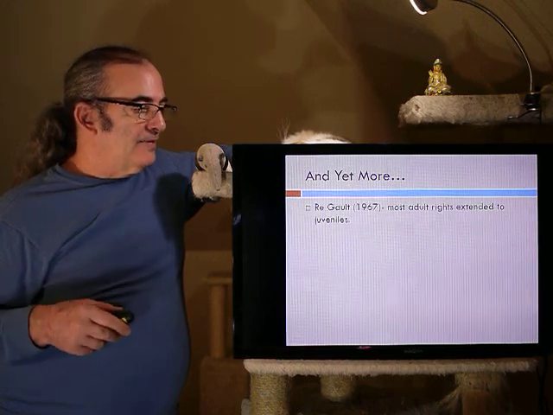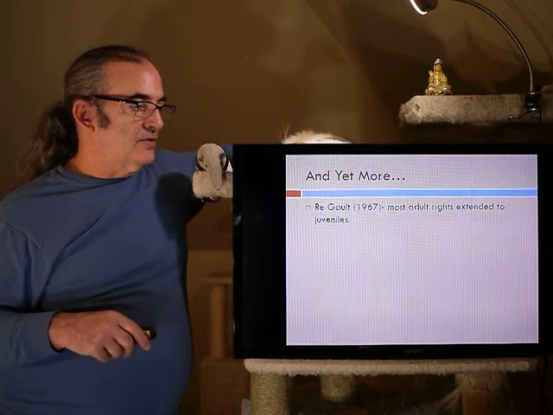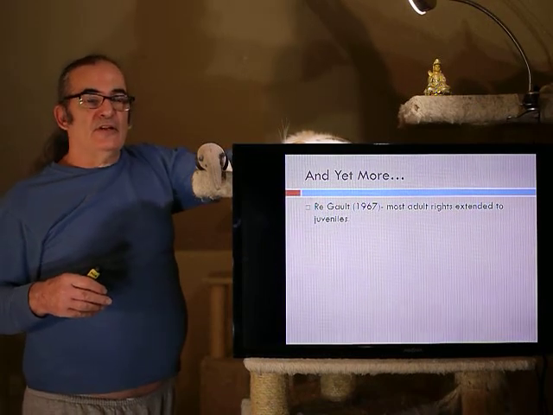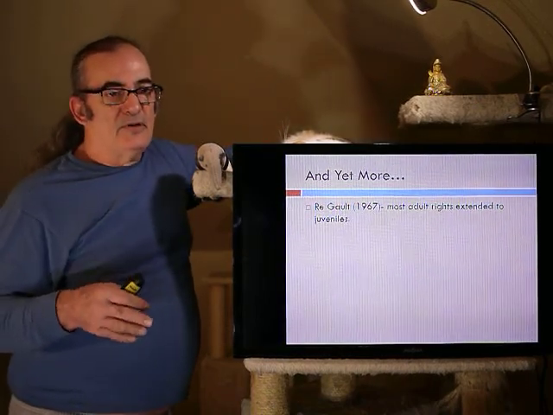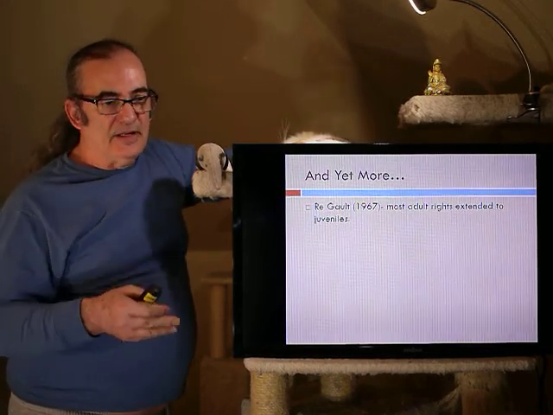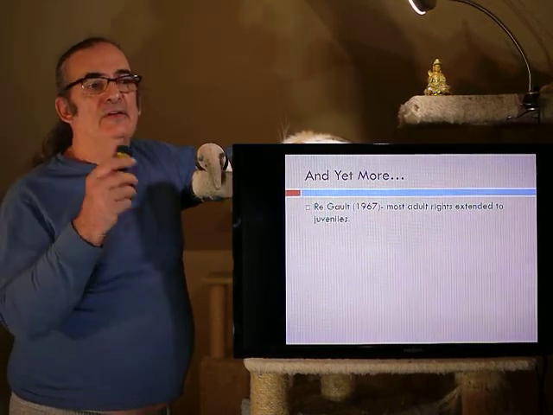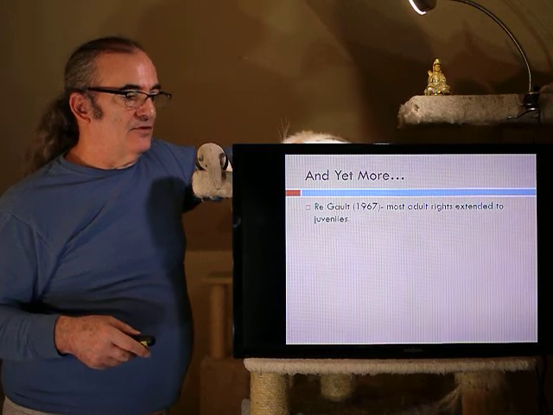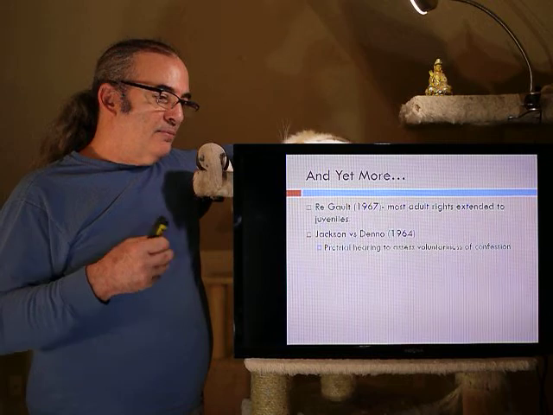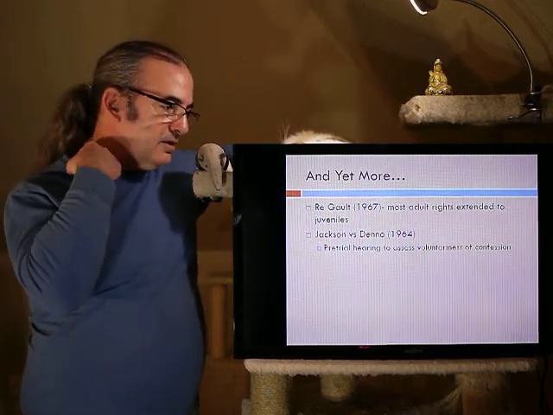And yet more. Now, this one is an interesting one. In re Gault extended the rights to juveniles. Right? So prior to this, juvenile court was much different than adult court. Adult court, you're innocent until proven guilty, and it's adversarial. Juvenile court was much more, hey, you did this and we need to repair the damage. So it was much more inquisitorial than adversarial when you were describing juvenile court. Okay? Now, Jackson versus Denno, 1964, pre-trial hearing to assess the voluntariness of confession was now.